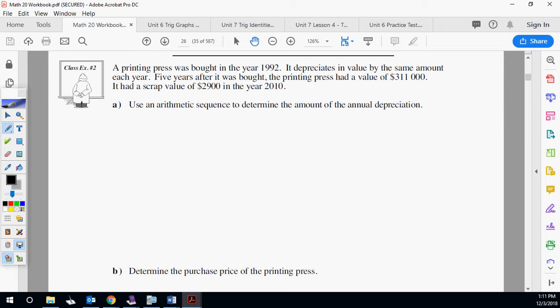Okay, so it was bought in 1992. 5 years after it was bought, it was worth $311,000, and then in 2010, it was worth $2,900. So you see, it definitely was losing some value quickly, but it does say it was the same decay every time. Okay, so how do we use this information they're giving us?